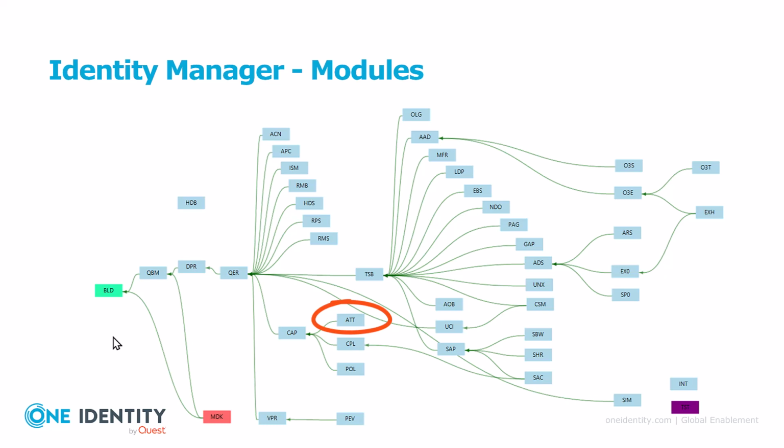If you want to change something regarding attestation, it is a good idea to look into that specific module and change it there. This is what you need to know about modules. Additionally, you need to know, especially, that all the modules behind QER are dynamic modules.